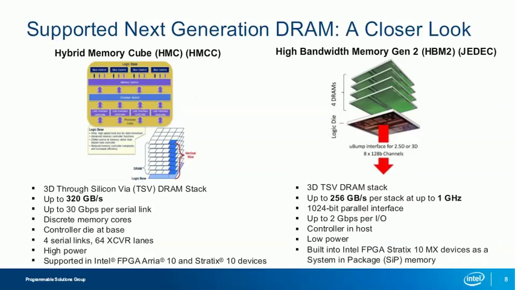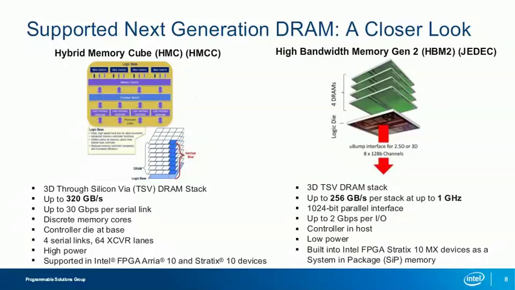To get a better understanding of these new memory technologies, let's look at the ones currently supported by Intel FPGA. Hybrid Memory Cube, or HMC, is a serial interface stacked memory that uses through-silicon vias, or TSV, for connecting up the layers of the stack. It offers up to 320 gigabytes per second bandwidth, with each serial interface providing up to 30 gigabits per second. The stack is made up of discrete memory cores with dedicated memory controller die at the base.